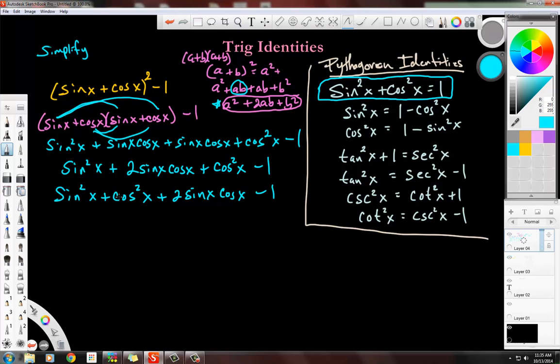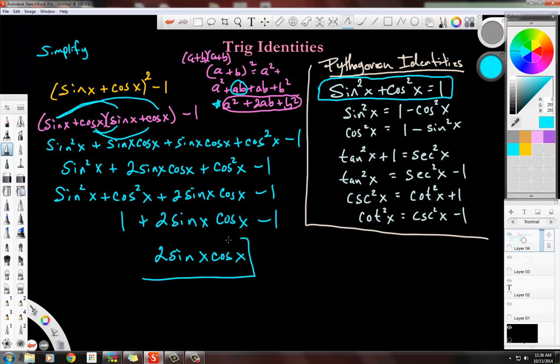Well, the sine squared of x plus cosine squared of x, according to this, equals 1. So that means this whole thing here, that I'm circling, equals 1. So 1 plus 2 sine x cosine x minus 1. Well, I have 1 over here, minus 1 over here. That makes 0. So this thing simplifies down to 2 sine x cosine x. And that would be your final answer.